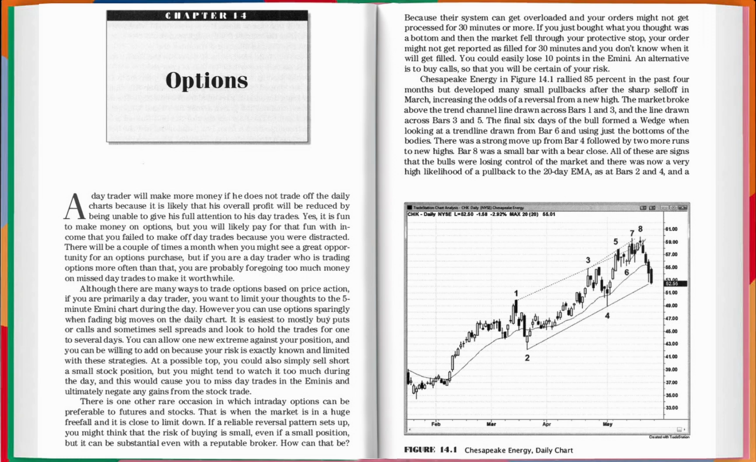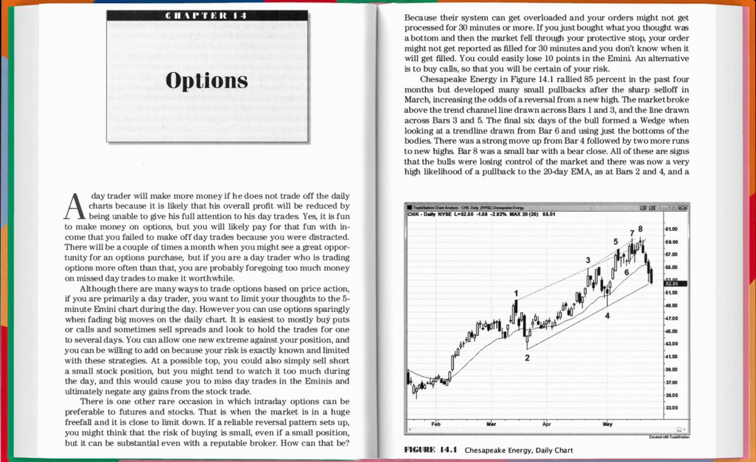There is one other rare occasion in which intraday options can be preferable to futures and stocks. That is when the market is in a huge freefall and it is close to limit down. If a reliable reversal pattern sets up, you might think that the risk of buying is small, even if a small position, but it can be substantial even with a reputable broker. How can that be?